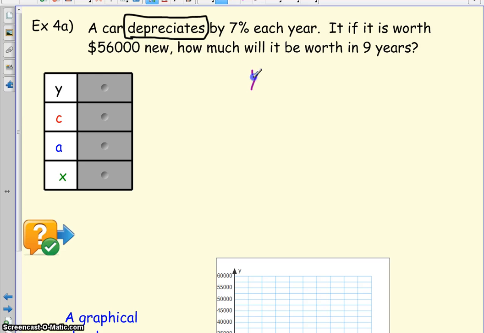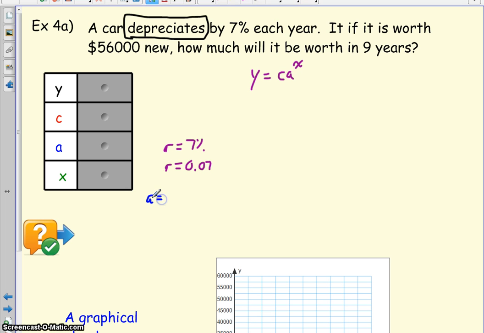Okay, welcome back. Hopefully you had some success trying to set this one up. So we start off with y equals c times a to the x, and again, we have a car that's depreciating by 7% each year, which means our decay rate, which is going to be our r, is going to be equal to 7%. Which as a decimal is 0.07.